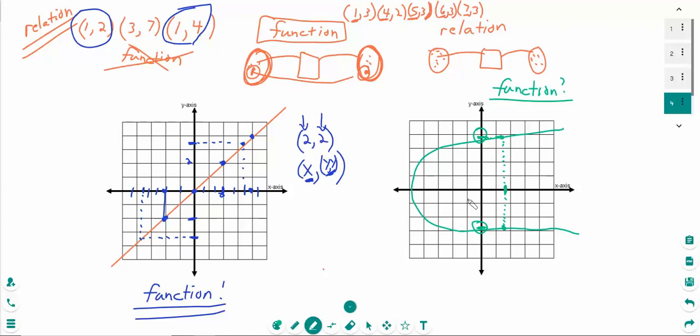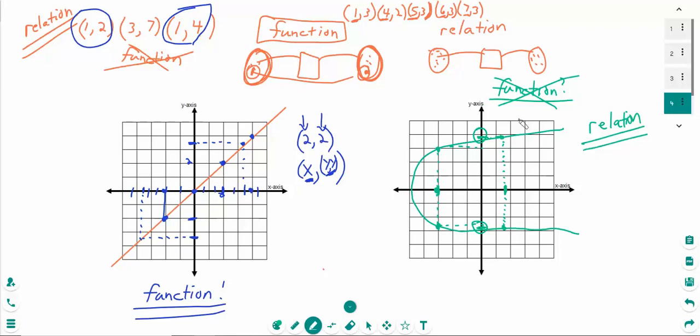All right, does that make sense? So even here, if I go here, follow this up, I have a y coordinate right here. Here's the x coordinate, but I also have a y coordinate down here. This is another y coordinate. So one x is producing two y values. Okay? And if it's producing two y values, it is not a function. This is a relation, but not a function.